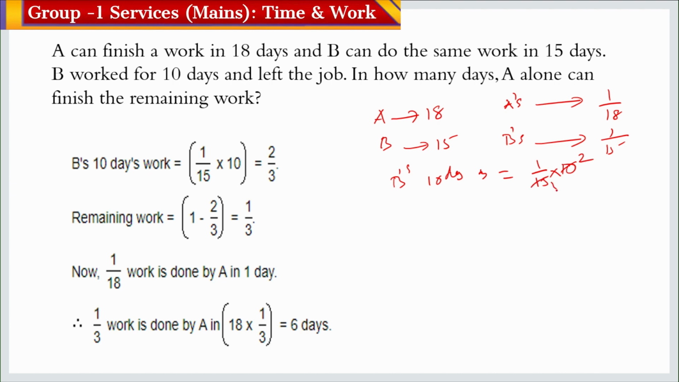5 2s are 10, 5 3s are 15, so 2/3 of the work is completed. Total work is 1, so 1 minus 2/3 is 1/3. So 1/3 of the work remained.